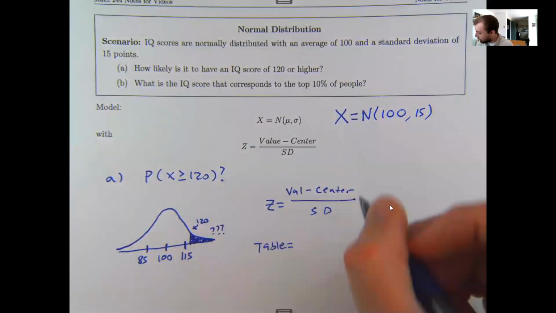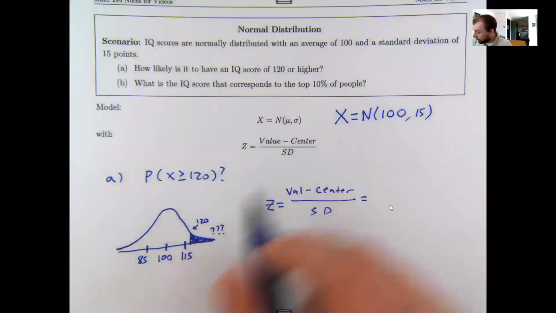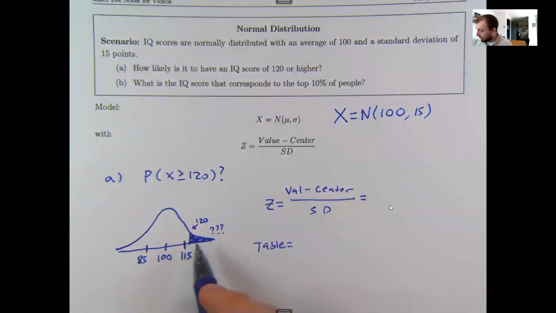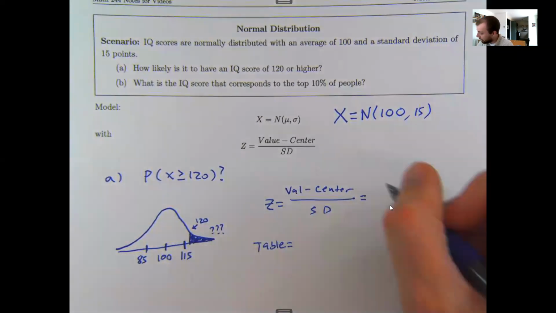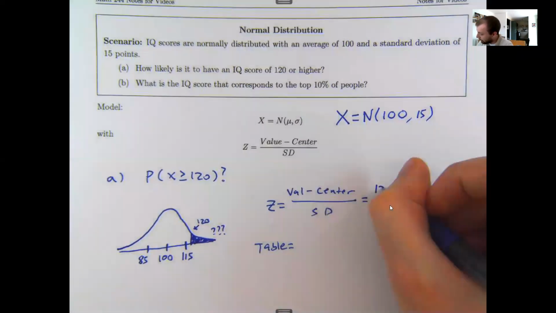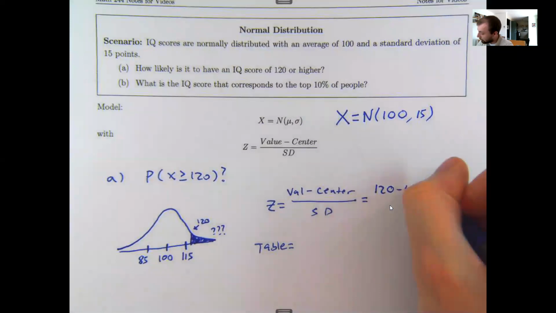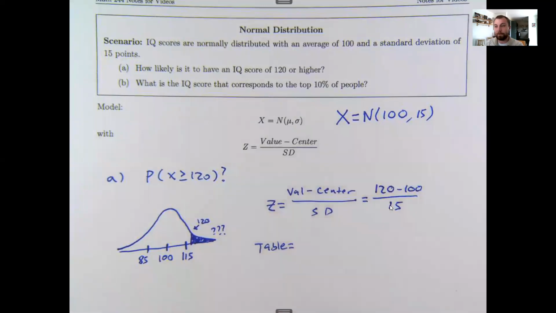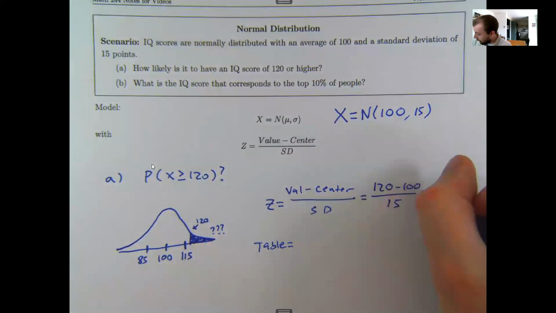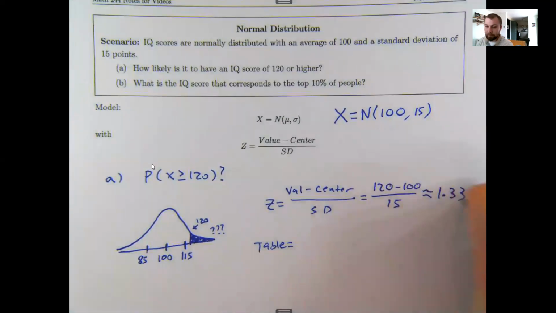Now to find this z-score, and the z-score is the number of tick marks from the center. So I can already have a guess. This looks like it's 1 point something number of tick marks away. I'm going to take the value that I care about, 120. I'm going to subtract the center, 100. And I'm going to divide this by the standard deviation of 15. I'm going to type this into a calculator, and I'm going to see what I get. Looks like I am getting something like 1.33 or so.